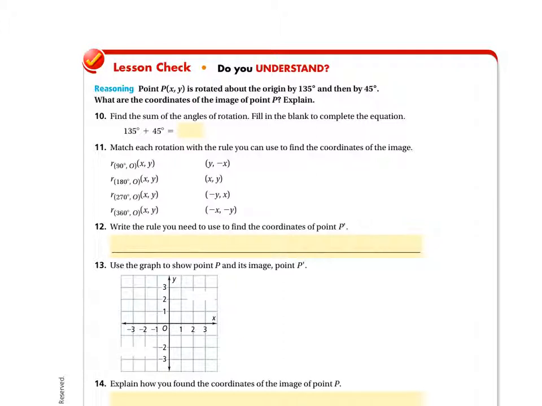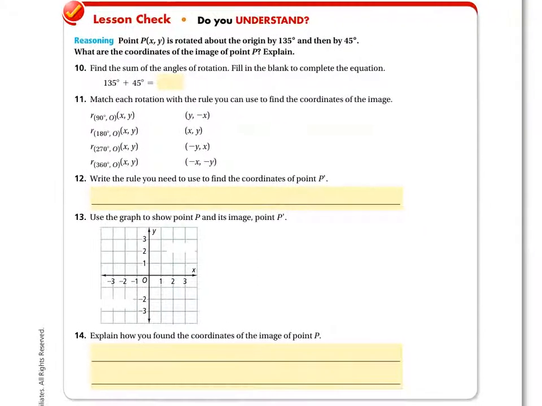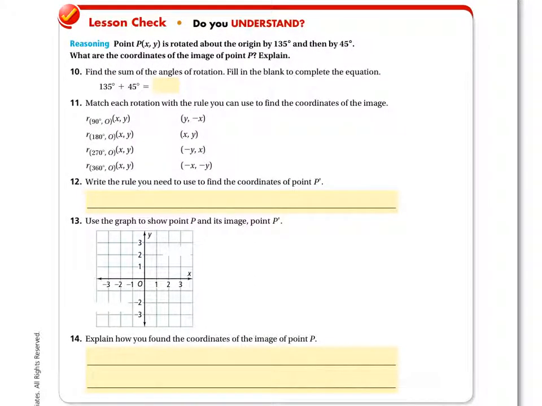All right, so lesson check. Let's see if you understood what we just did. Point P is your x, y point, and it's rotated about the origin by 135 degrees, and then by 45 degrees. What are the coordinates of the image of point P? And explain. They're going to walk you through that.